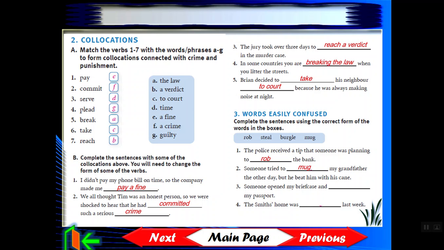Let's go to the second, mug. Someone tried to mug my grandfather the other day, but he beat him with his cane. Cane تعني عصا. Usually old people use it to walk. Let's go for number 3. As you see, stole, the past simple of steal. يسرق، سرق. The Smith's house was burgled. So the word home or house, last week. So usually burglary happens in houses. Now let's go to the next exercise.